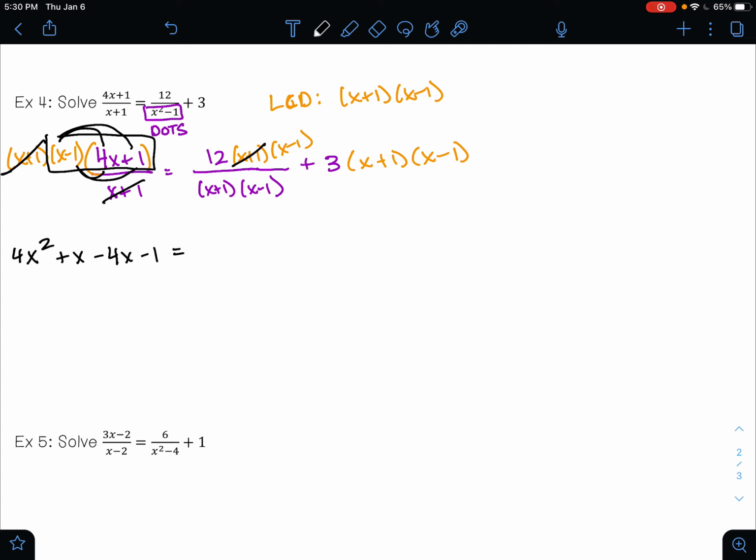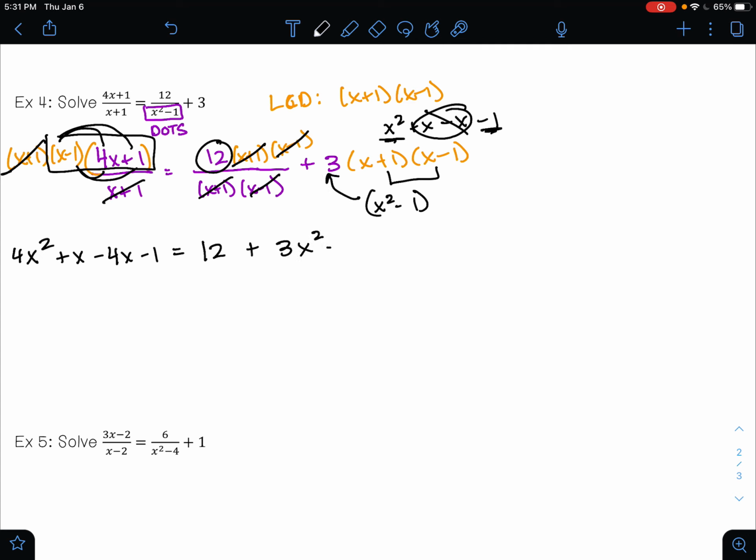And that's going to equal... Here, x plus 1 eliminates with x plus 1, and x minus 1 eliminates with x minus 1. So that just leaves us with 12. And then over here, x plus 1 times x minus 1, if you multiply that all out, you're going to have x squared minus 1 because you get x squared plus x minus x minus 1. So these eliminate, leaving us with x squared minus 1. And that still needs to be multiplied by this 3. So that's going to give me 3x squared minus 3.